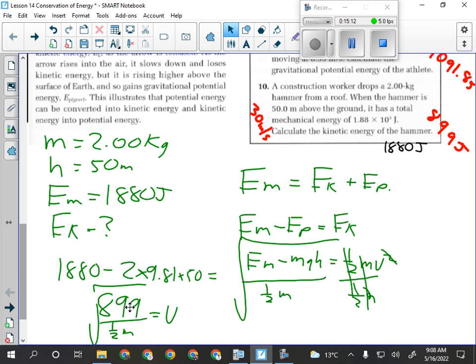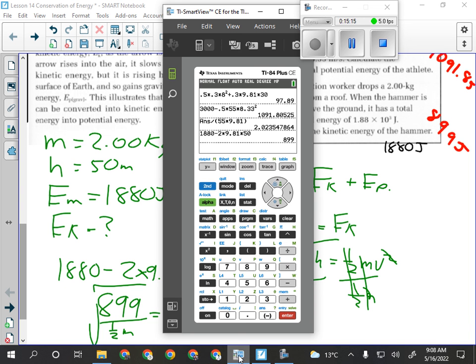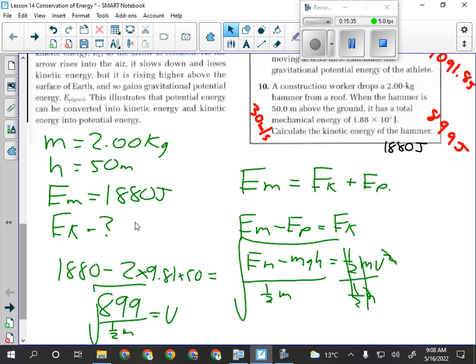So if we do that, 899, divided by half of m, then square root. It's 29.9 or 30 meters per second. You would not want to be standing under that hammer. It would hurt a lot. Okay. All right, does everyone understand how the EM equals EP plus EK formula works?